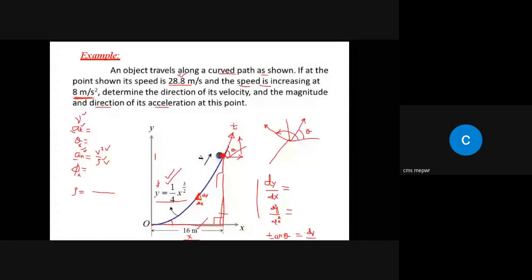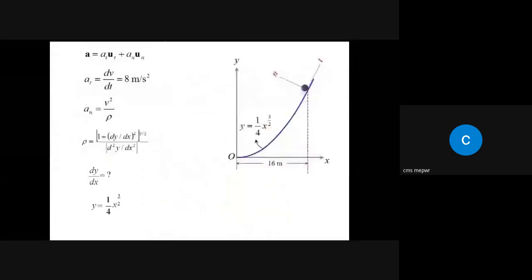Okay, so now let's see. For acceleration, we have this equation. We know that the a_t component is equal to 8 meter per second squared, and the a_n component is equal to v square by rho. And we know that rho is equal to this equation.